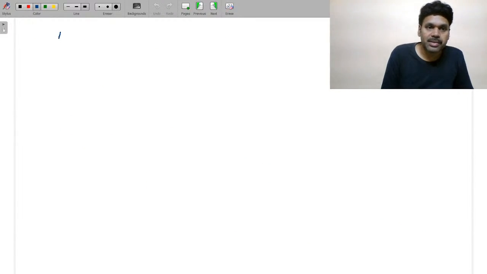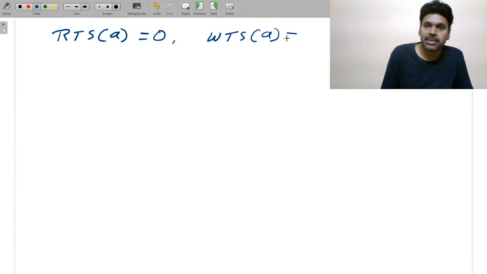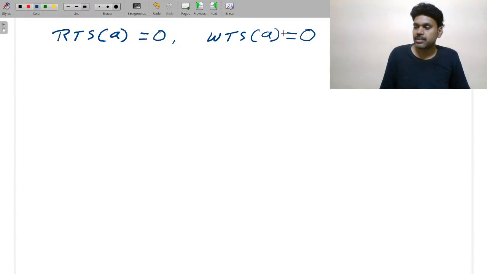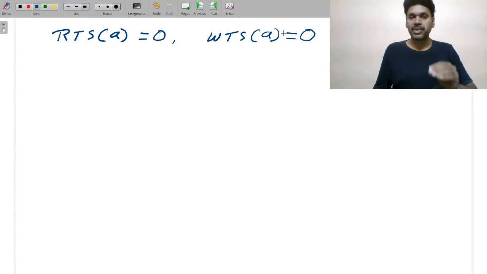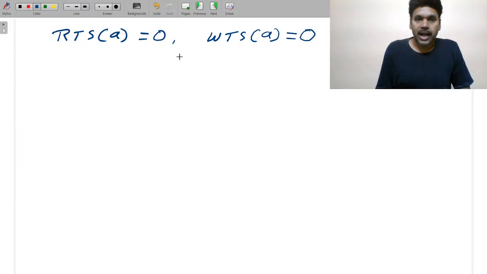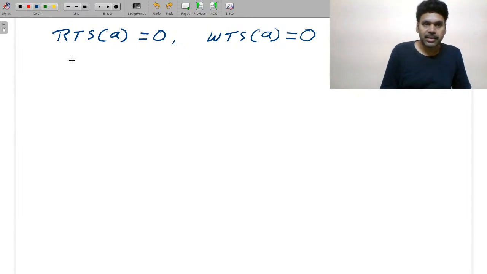Please observe, friends. RTS of A is equal to 0 and WTS of A is equal to 0. Observe carefully, all of you. Don't get confused. Now there is a schedule which is coming with a group of actions like this.